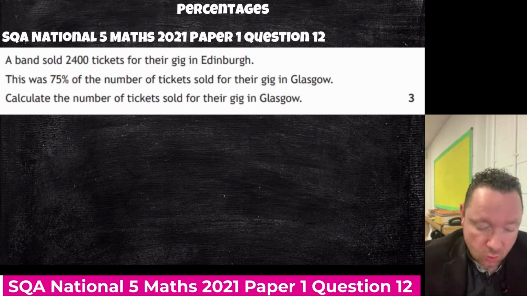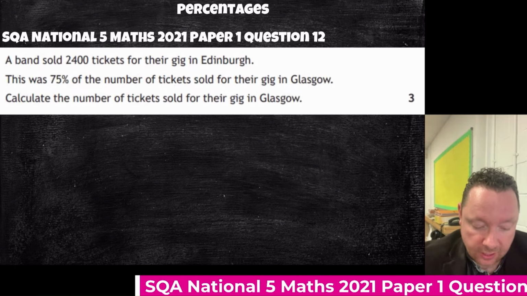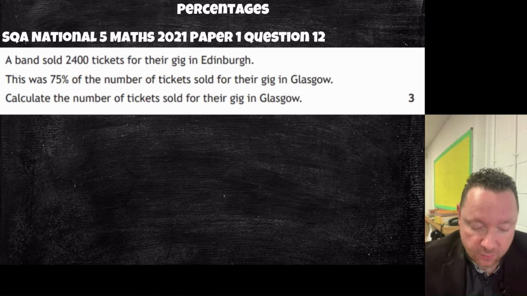National 5 Maths 2021 Paper 1 Question 12. A band sold 2,400 tickets for their gig. This was 75% of the number of tickets sold for their gig in Glasgow. Calculate the number of tickets they sold for their gig in Glasgow.